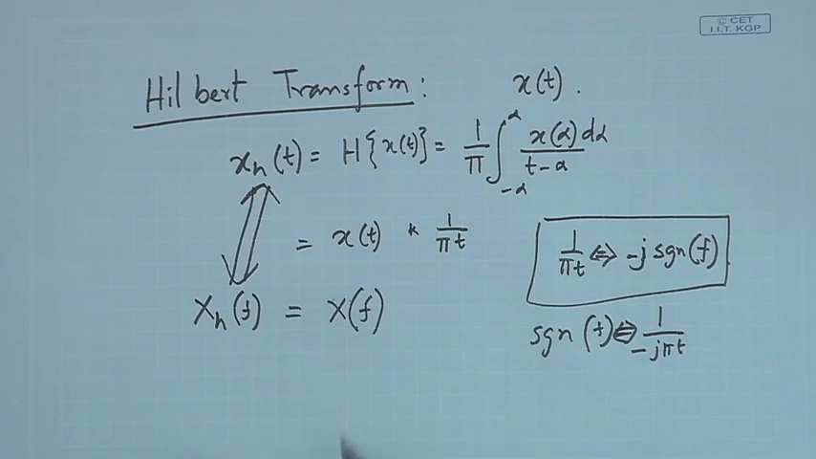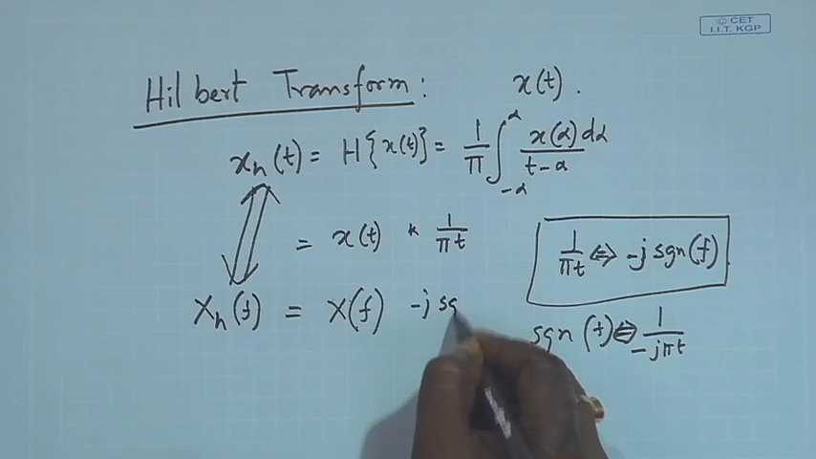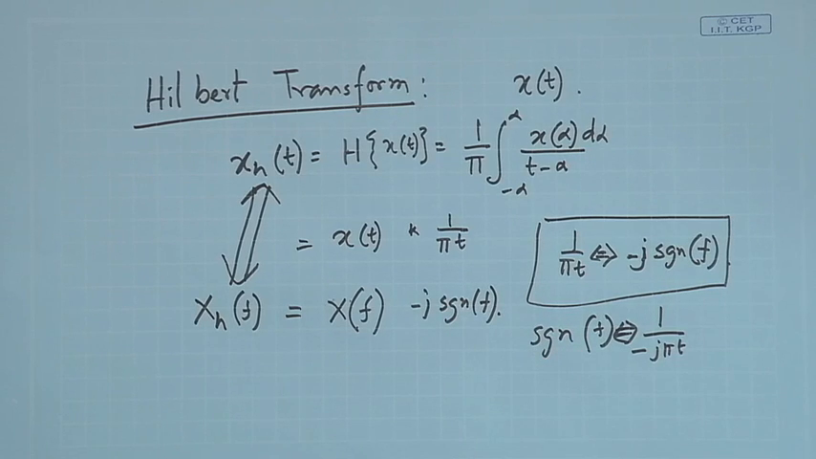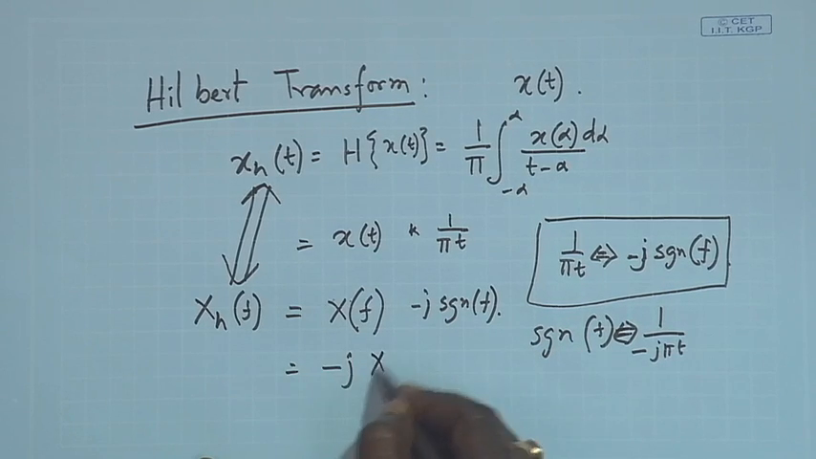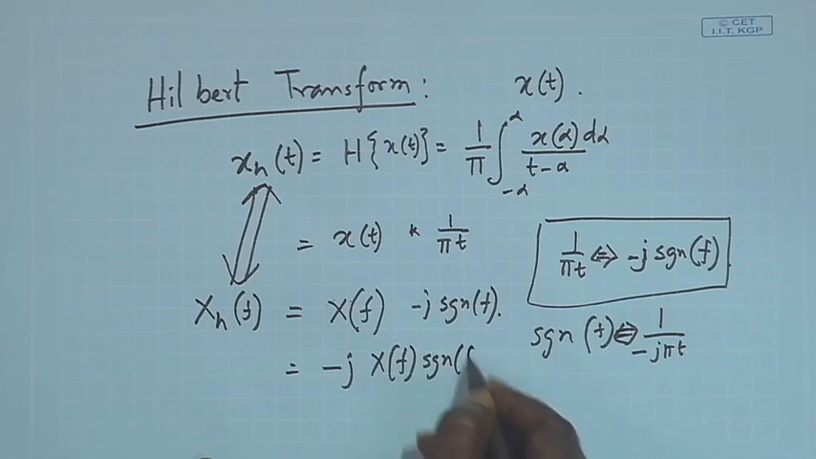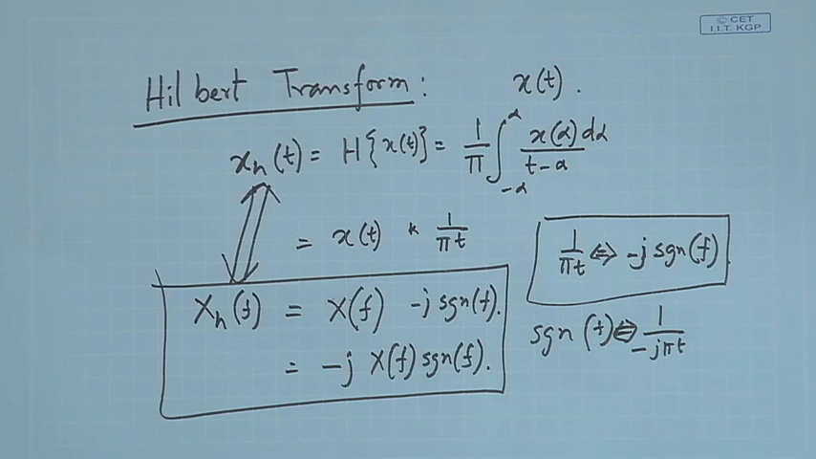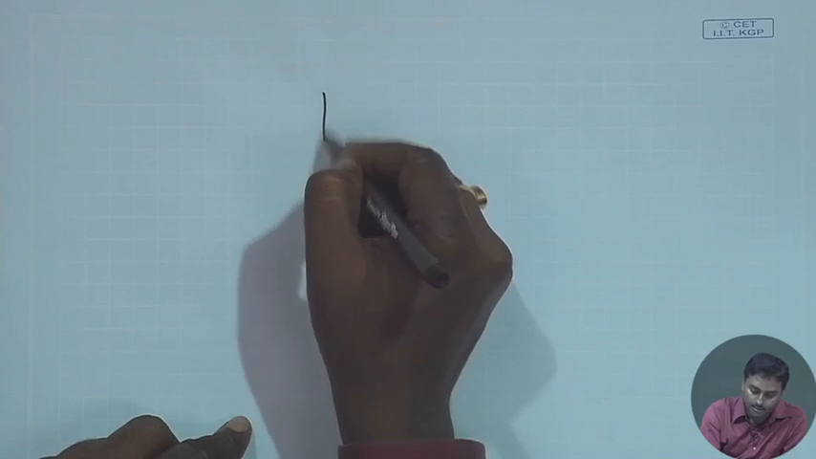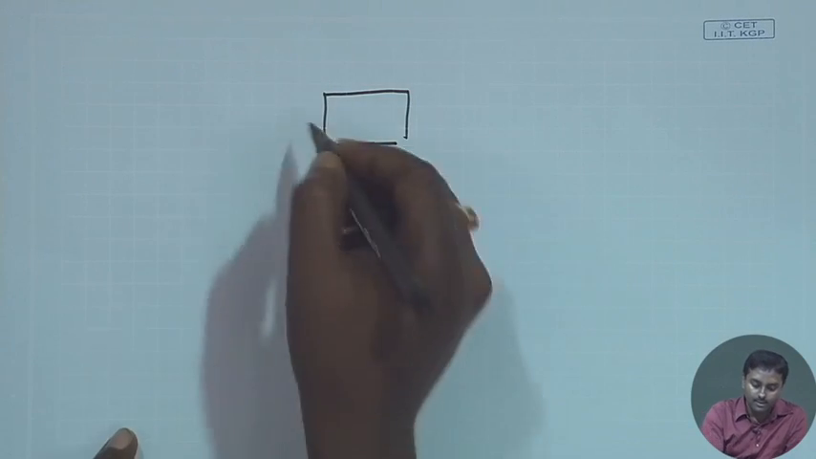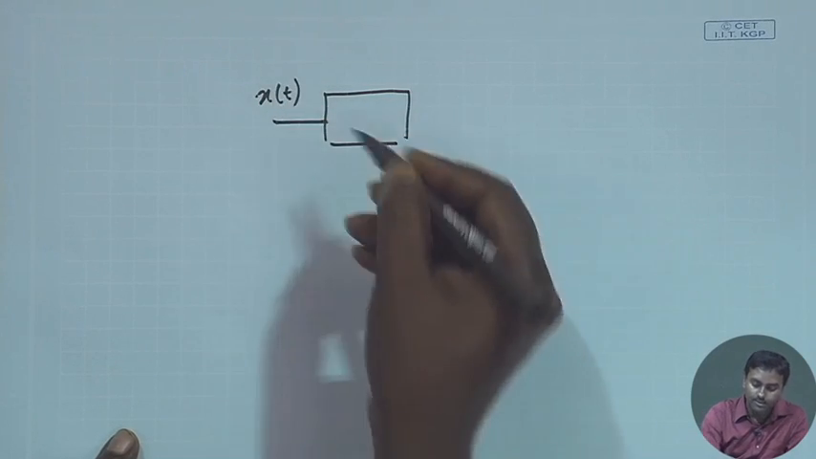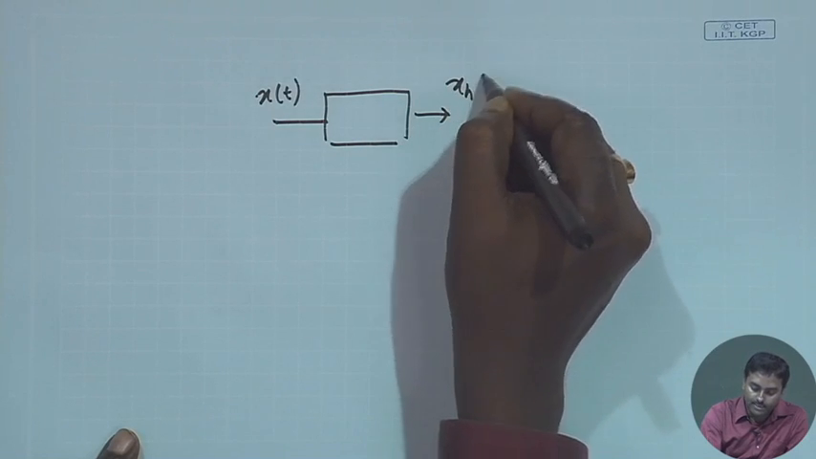So for 1 by pi t, the Fourier transform is minus j signum f, which means the Hilbert transform of x(t) is minus j X(f) signum f. This is something I know about the Hilbert transform. So if I pass a signal through Hilbert transform circuitry, suppose this is my Hilbert transform circuitry, and I pass x(t) through it, I will be getting x_h(t).